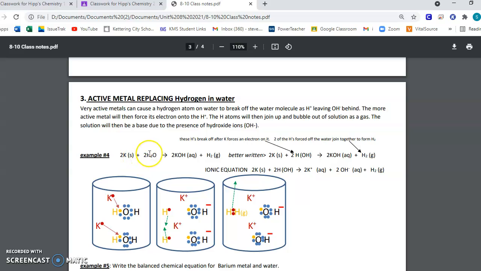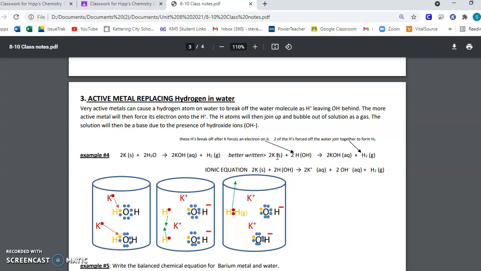Can the Ks kick an H off? Yes, they can. If we pull an H off a water molecule, we're left with one H and one O. That's OH, and we would have K with it now, because the K displaced an H from HOH. And what are we left with? Well, the H's are going to break off the water molecule. With their electrons, they're going to join up as H2.